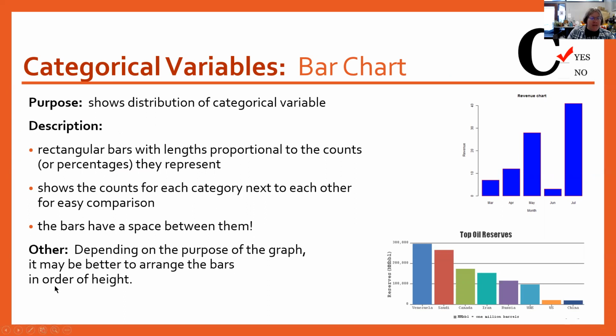Now, depending on the purpose of the graph, you can actually take a bar chart and reorder those bars in order. You could go from tallest to shortest or shortest to tallest, but it just depends on what your purpose is. So here, with the oil reserves, you're looking at who has the most oil in reserve in terms of country. And so they put the countries with the most first and the countries with the least at the end. They didn't do that with the revenue chart because they're looking at how much money was made in March, April, May, June, and July. Those have a natural order to them, so they just left them in the order that we would naturally think of how the months fall in a year.